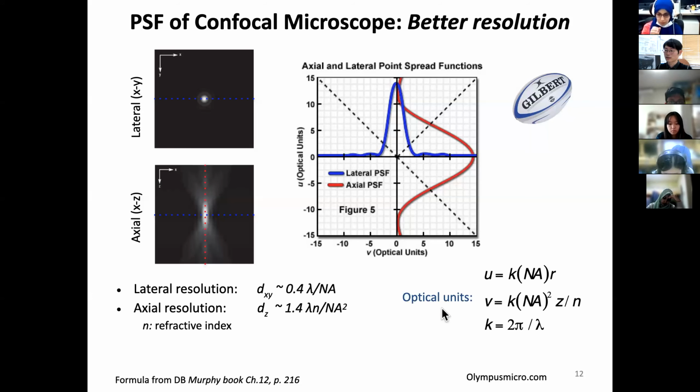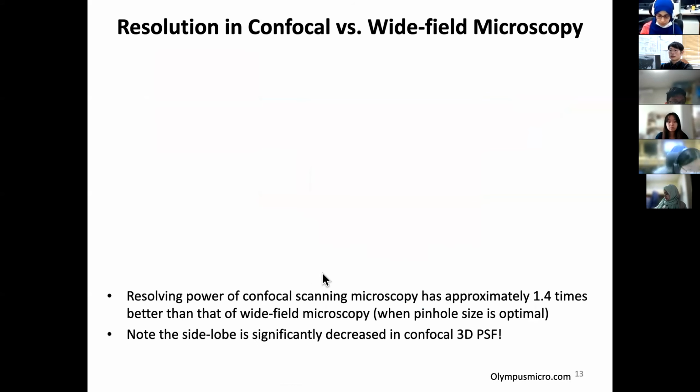How about it in this optical unit of U and V? You can define lateral U and axial V. This is non-dimensional. How can you define it? The lateral physical dimensions, then you've got to have K, the wave number, which is 2 pi over lambda. So it's non-dimensional, and you have this parameter of NA and V, such as this way. All right. So then, okay, we define this resolution.